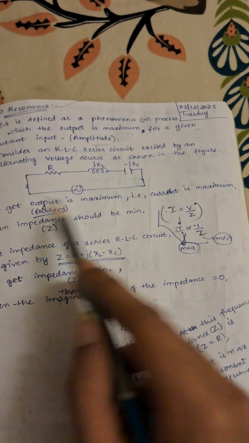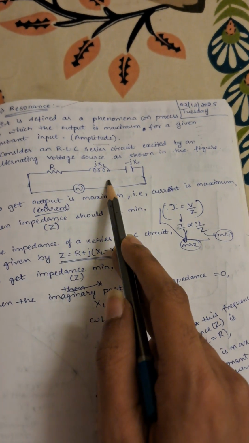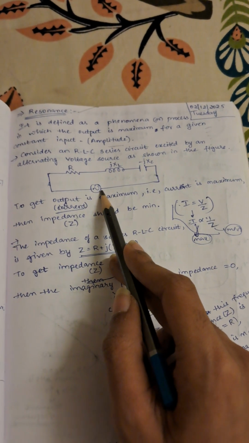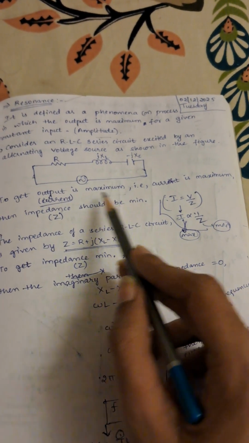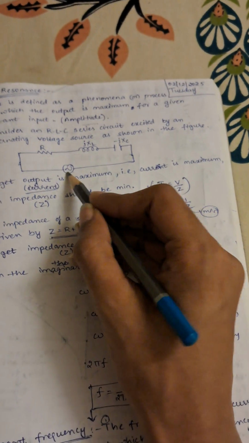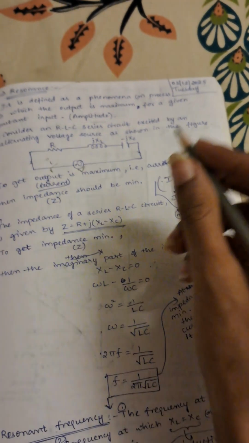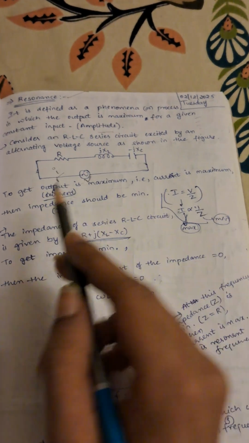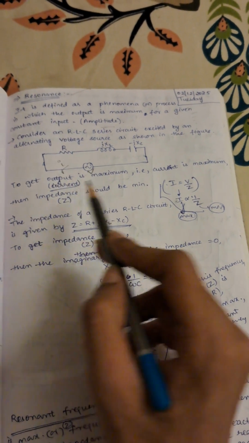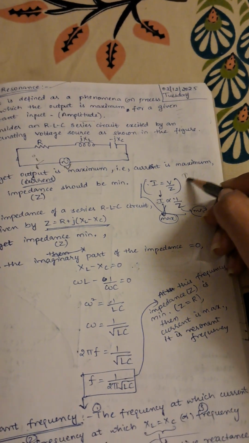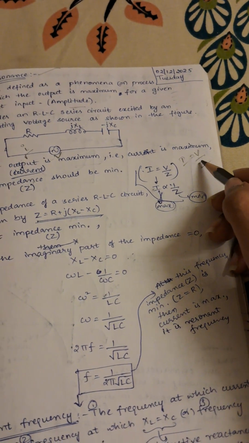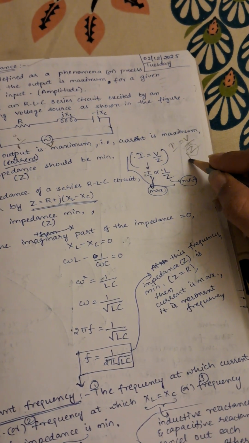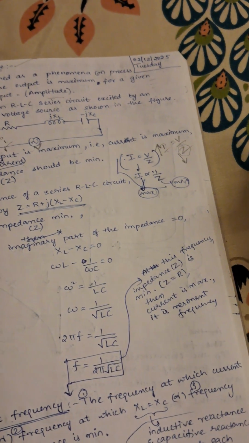Here, take an RLC series circuit, meaning resistor, inductor and capacitor are connected in series, with an AC voltage. To get the output maximum, here the output is current, because you apply voltage and current will flow. So input is voltage and output is current. For the resonant condition, the output, meaning current, should be maximum, right? And then I is equal to V by Z, meaning the impedance, the resistance of AC, should be less.